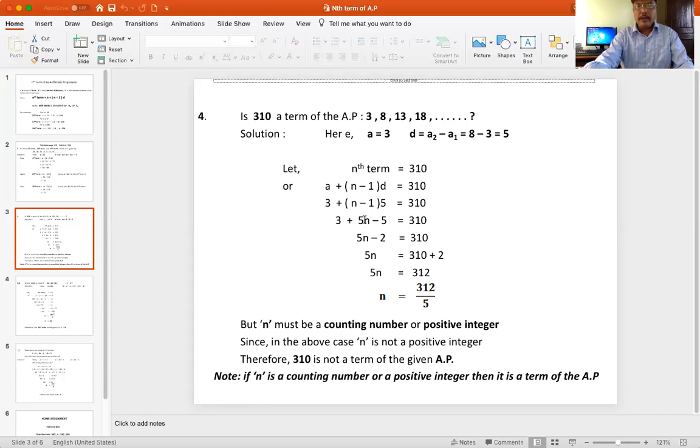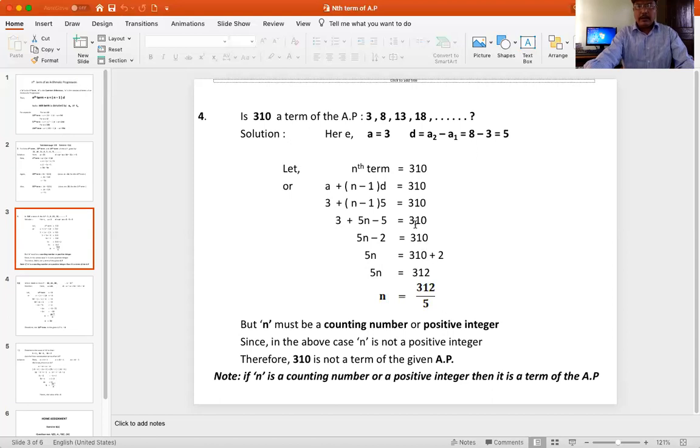Now, again, we open the bracket: 5 into n is 5n, minus 5 into 1 is 5, and it is equal to 310. In the next line we have 5n, plus 3 minus 5, which if you combine gives minus 2, equal to 310. Again, 5n will be equal to 310 plus 2, since we bring this minus 2 to the right-hand side and it becomes plus 2. Now 5n will be equal to 312. So therefore n will be equal to 312 divided by 5. Now what do we see here? That if we divide this 312 by 5, we get a decimal number.